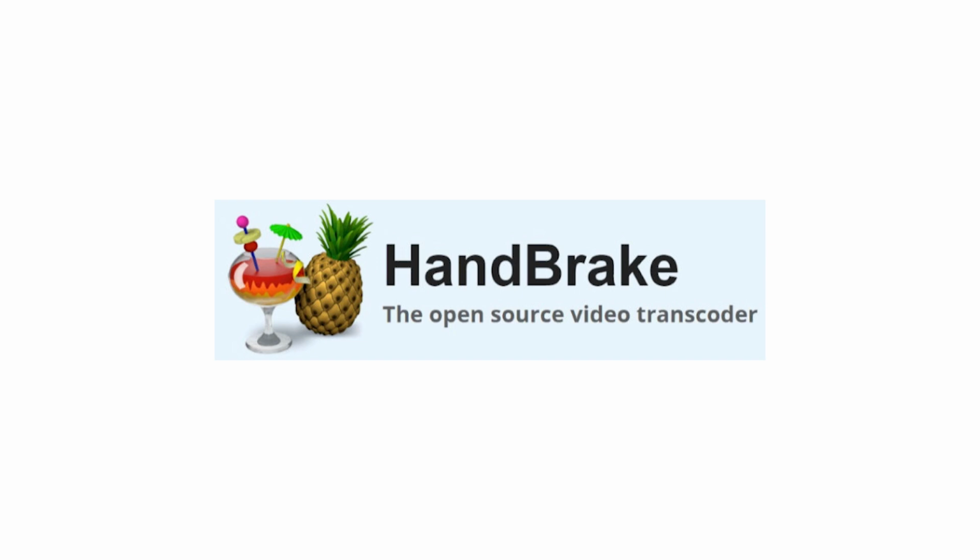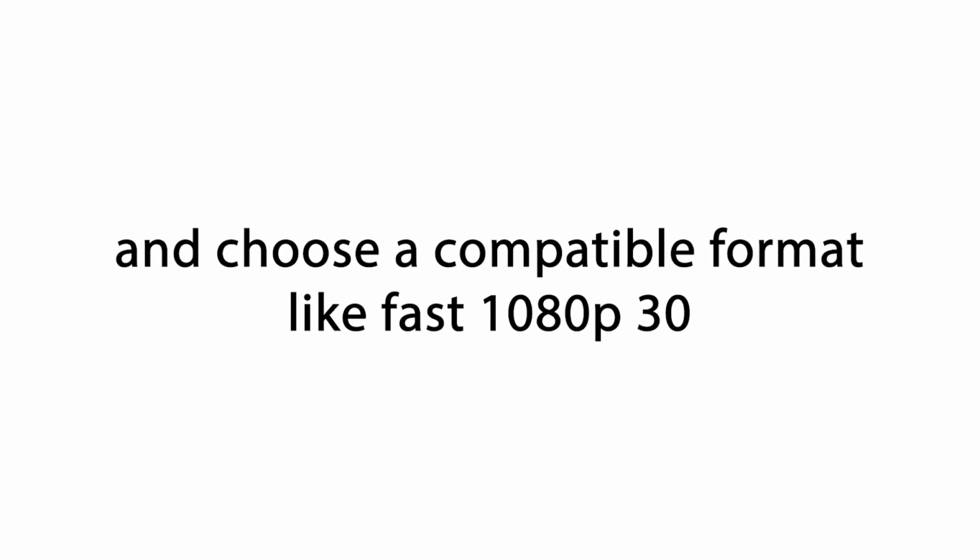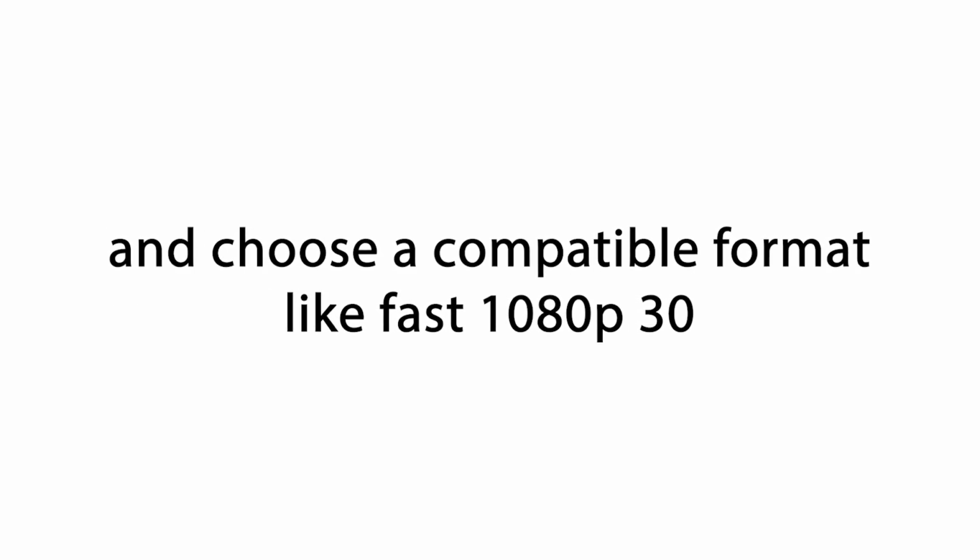You can download an app called Handbrake. Open Handbrake, drag your video file into the window, select the Presets drop-down menu, and choose a compatible format like Fast 1080p30, and start encode.